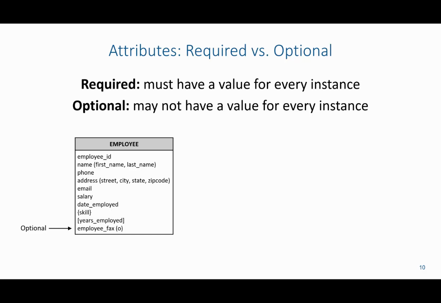Anyway, so you could represent that an attribute is optional by just putting the parentheses O after the attribute, indicating that this does not have to have a value for every single record that is stored in our database.